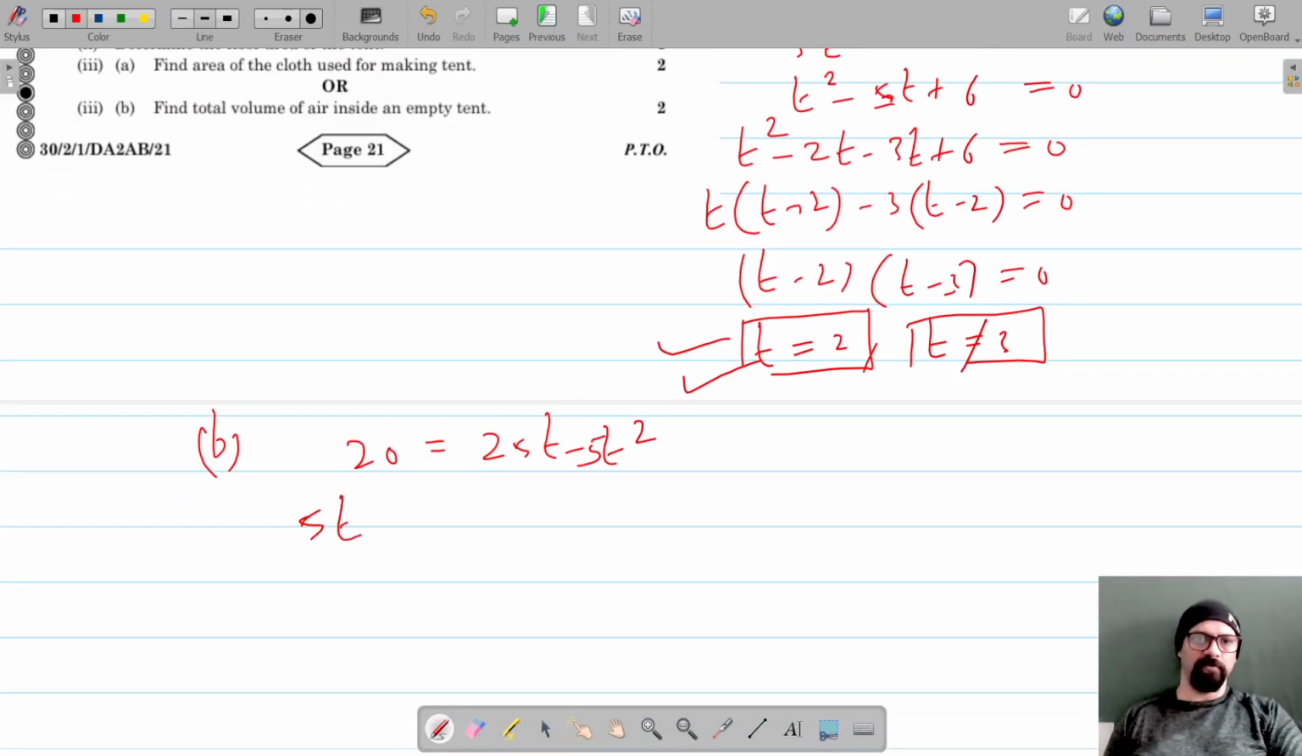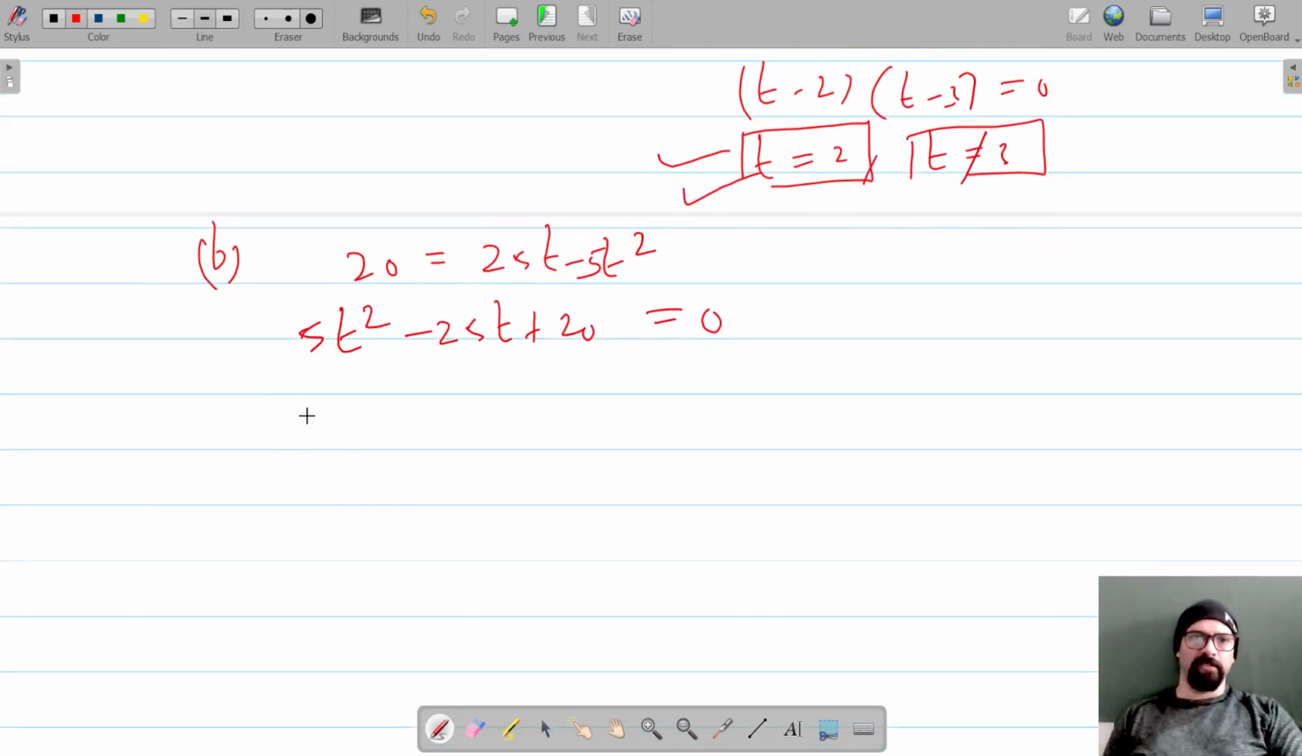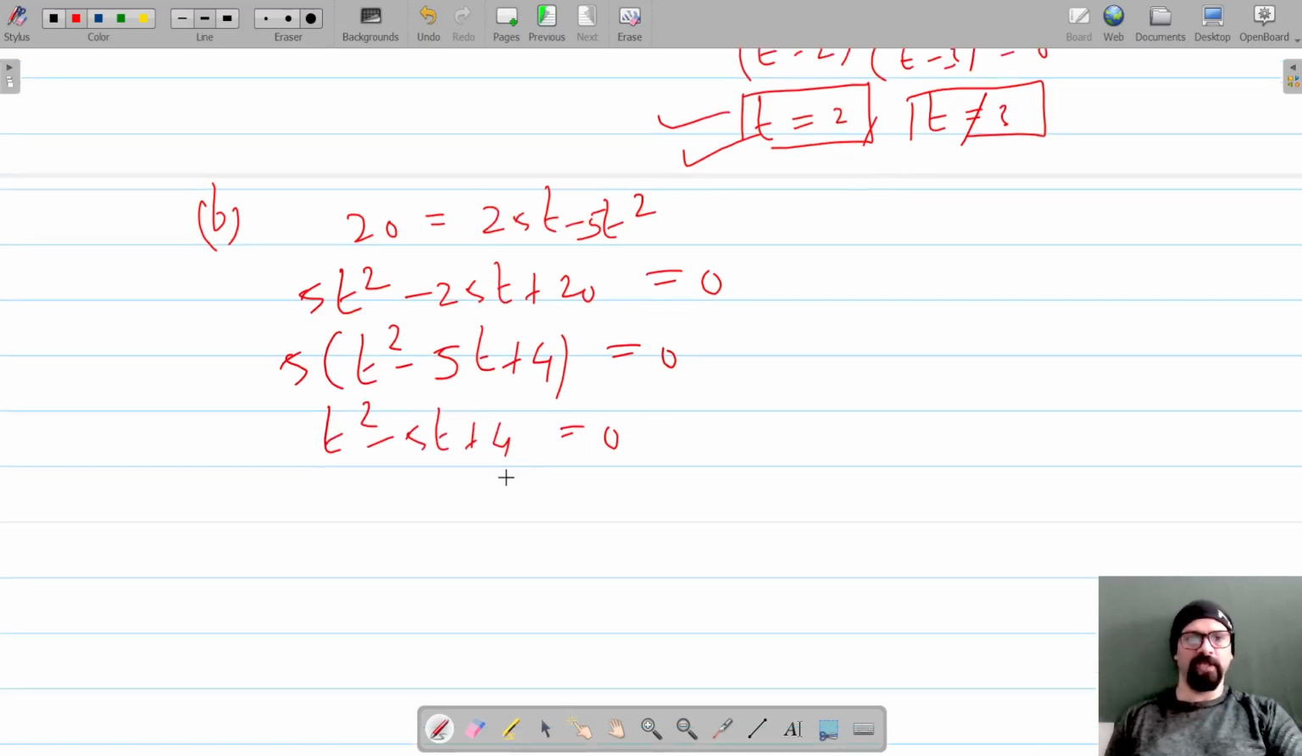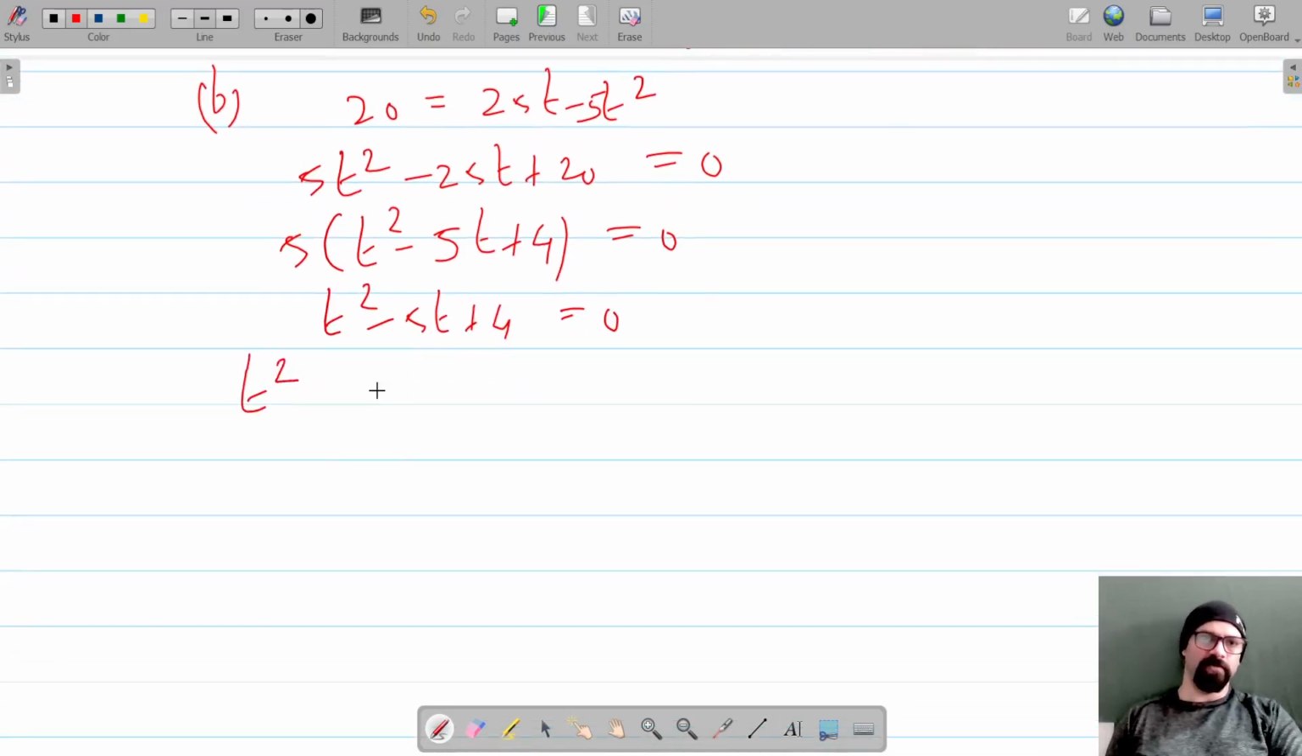And this becomes the quadratic equation 5t square minus 25t plus 20 is equal to 0. And 5 is common, so t square minus 5t plus 4 is equal to 0. This is the quadratic equation. We are going to use the factors of 4, that is minus 4t minus t plus 4 is equal to 0, which gives me t as common for the first two terms.